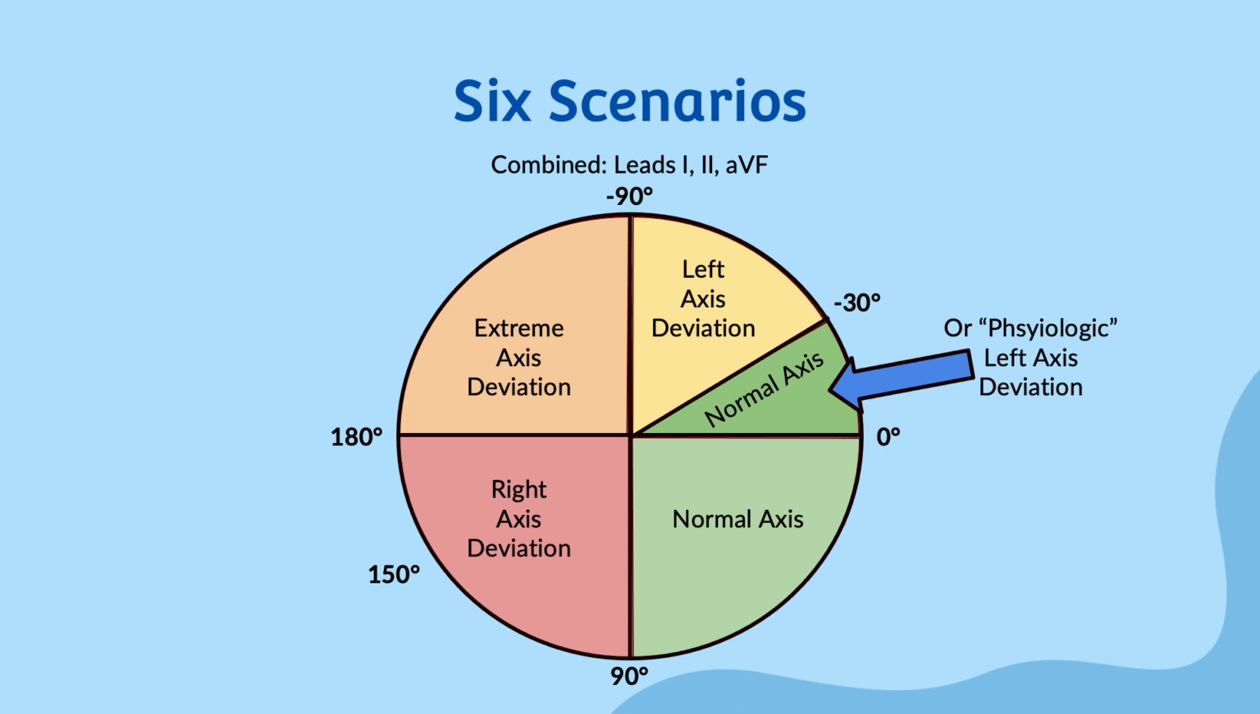In our final scenario, all of the leads are biphasic or equiphasic. Additionally, the combination of leads 1 and AVF could indicate that the axis is within a certain area, but lead 2 indicates that the axis is somewhere else. In these scenarios, it is probably best to check all of your lead placements to ensure that they are placed in the correct position on the patient's body and to ensure that they are all connected properly to the EKG machine.